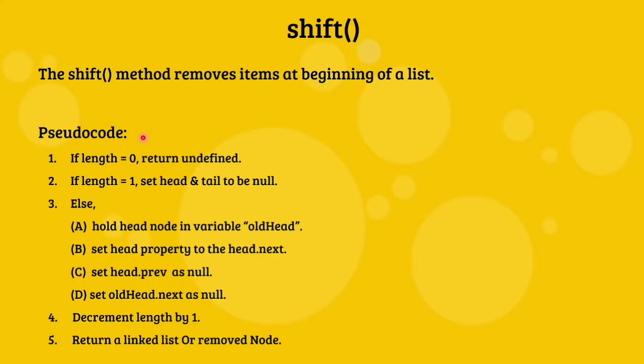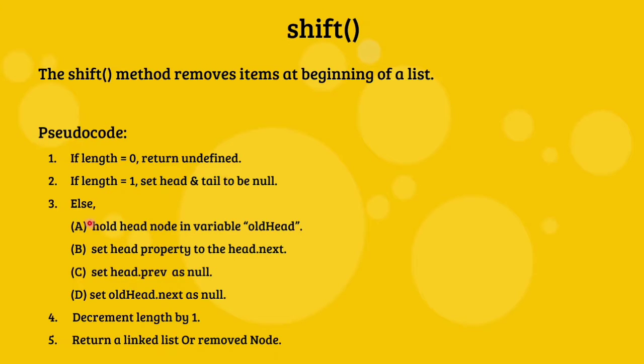So here we will firstly check if length is equal to 0. At that time, we will simply return undefined as there is nothing to be removed. But if length is equal to 1, at that time we will set head and tail to be null. So if length is 1, we want to emptify our list. And how we can emptify? By setting head and tail to be null as there is only one item.